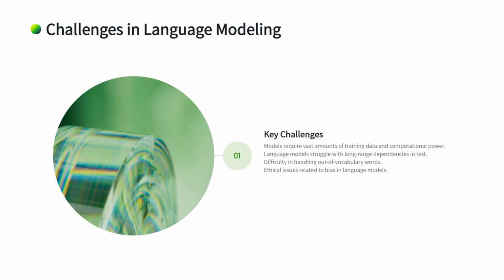Despite their successes, language models face several challenges. Data and computational requirements: training large language models requires vast amounts of data and significant computational resources. Long-range dependencies: models like RNNs and LSTMs struggle with capturing long-range dependencies in text, although transformers have improved this to some extent. Out-of-vocabulary words: language models struggle with words not seen during training, making it difficult to handle rare or novel words. Ethical issues: language models can inherit biases present in the data they are trained on, leading to biased or harmful outputs.